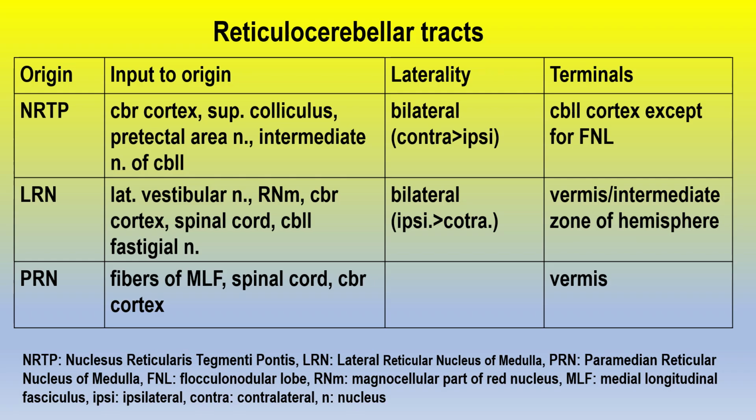Each of these reticular nuclei receives inputs from sources such as the cerebral cortex and spinal cord. Their output fibers travel by the inferior cerebellar peduncle and project ipsilaterally or bilaterally to the cerebellar vermis or the cerebellar cortex.